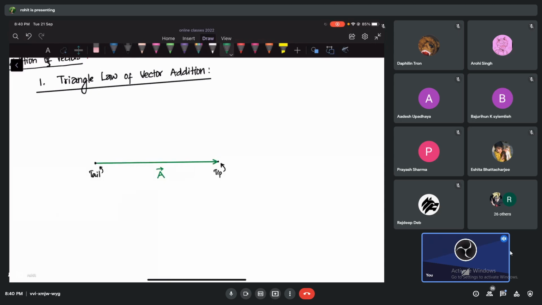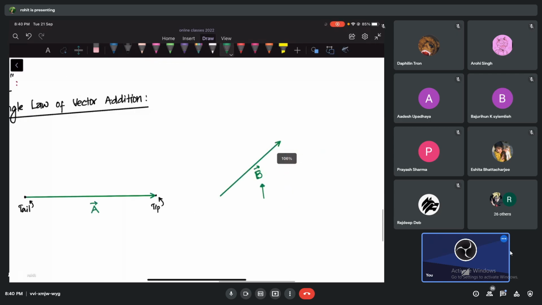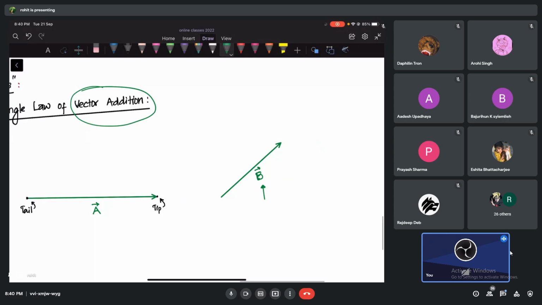I'll bring another vector, guys. But let me tell you, this is a similar vector. Similar vector means if the first vector is representing force, then the second vector, the B vector, is also force. If the first vector is displacement, the second vector is also displacement. I'll tell you why, because when I add vectors, this is not allowed.